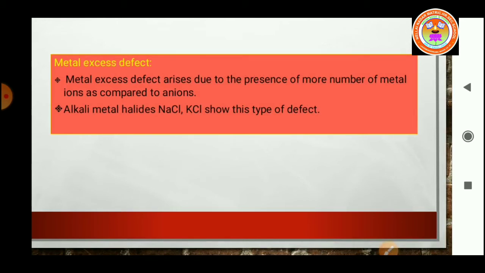The word clearly indicates here, metal is in excess, isn't it? So see here, metal excess defect arises due to the presence of more number of metal ions as compared to anions. What is the super example for metal excess defect? All the alkali metal halides, for example NaCl and KCl.